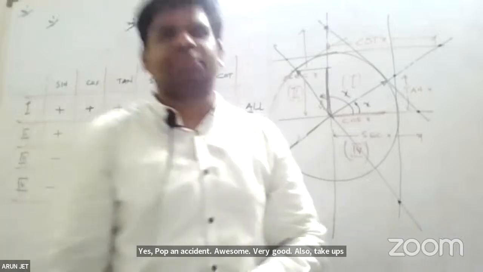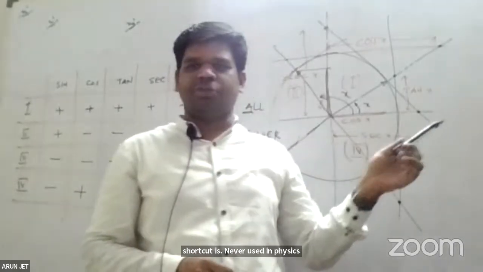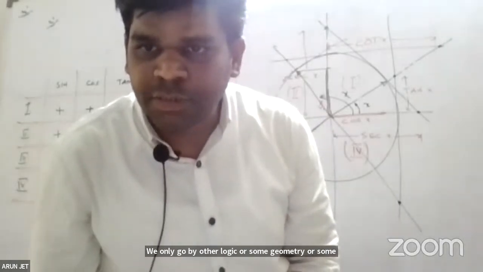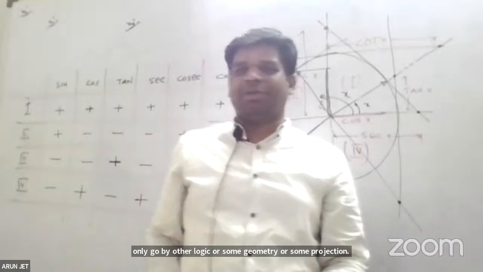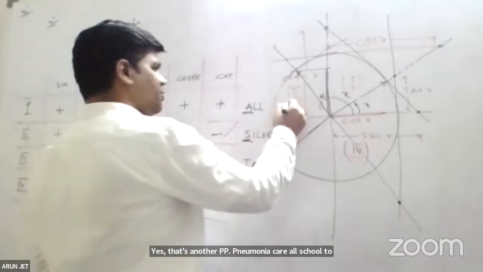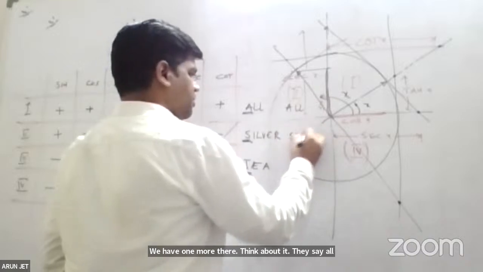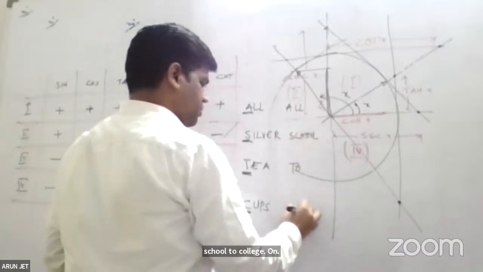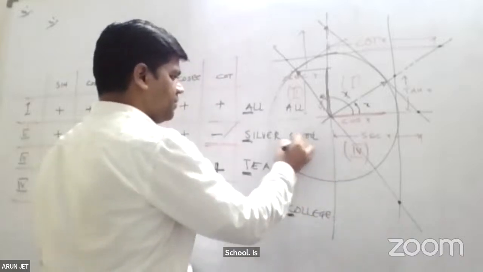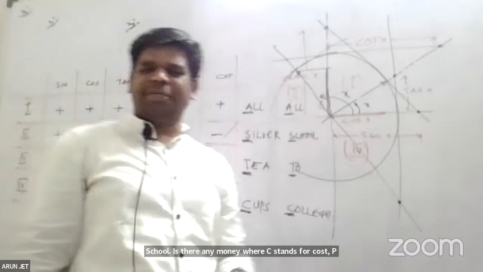Yes, but we don't use this mnemonic, students. This shortcut is never used in physics. We only go by either logic or some geometry or some projection. Yes, that's another mnemonic here. All school to college. That's excellent. There is one more. Think about it. They say all school to college, where C stands for cos, T stands for tan, S stands for sine, and A stands for all. That's good. But mnemonics we don't use, students.